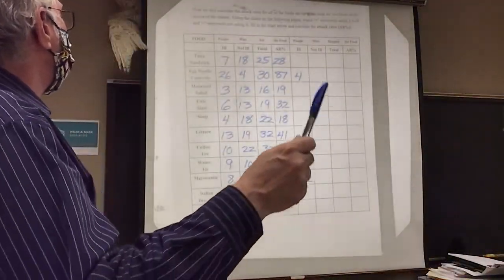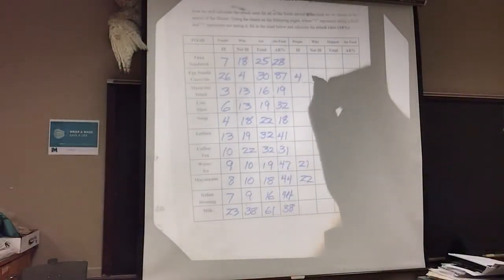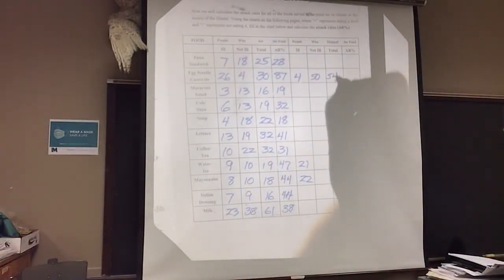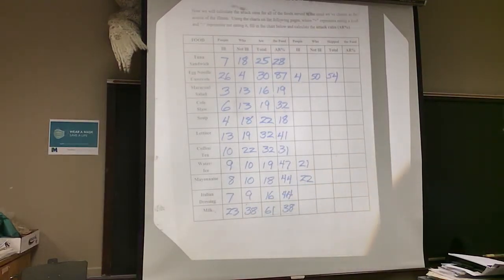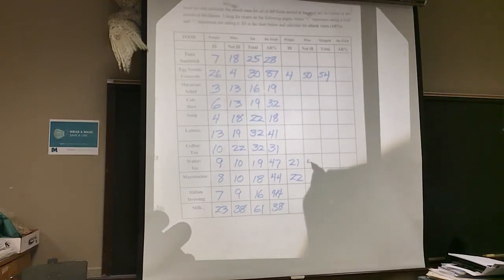If 4 of them had the casserole, how many of the 54 people did not have the casserole? 50. And it is purely a coincidence that that adds up to 54. If 10 of the 50 people had the water and ice, how many didn't? What's 54 minus 10? 44.